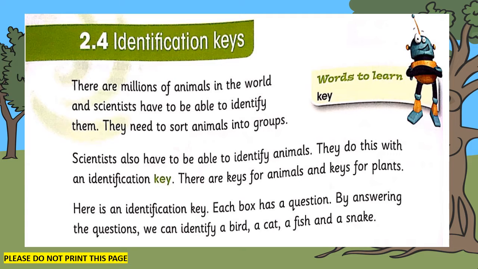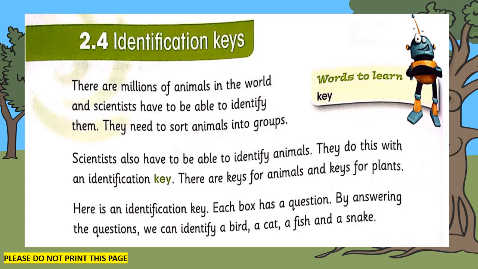Identification keys. There are millions of animals in the world, and scientists have to be able to identify them. They need to sort animals into groups. Scientists also have to be able to identify animals. They do this with an identification key. There are keys for animals and keys for plants.